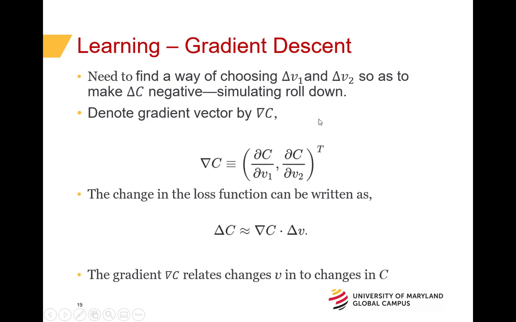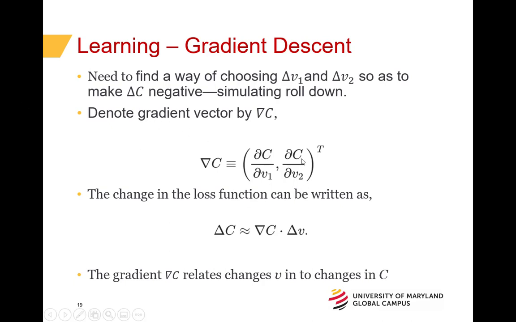Now the question is, how do you determine the amount by which you change? Okay, so the change in the vector, the change in v1. So how do you determine delta v1 and delta v2? So as to make sure we are not going in the opposite direction. We want to go in the negative direction because we want to minimize. That means the change is less than 0.